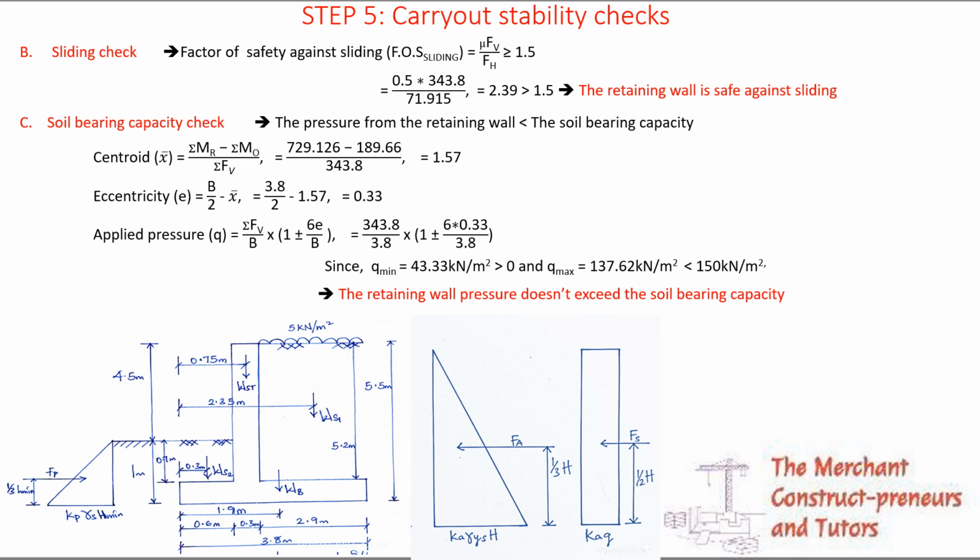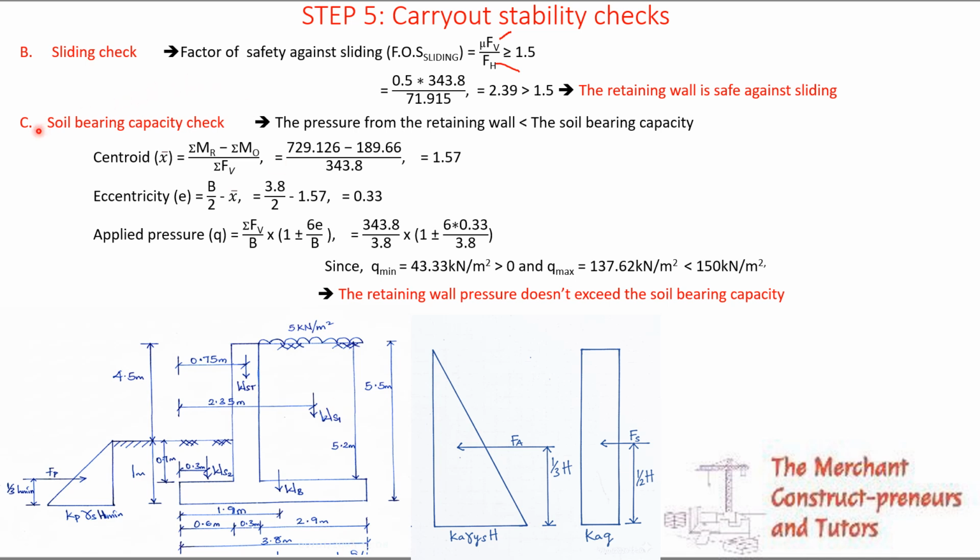Now, these values we had already calculated before: the sum of horizontal forces, the sum of vertical forces, and then you need the coefficient of friction of the soil, right?